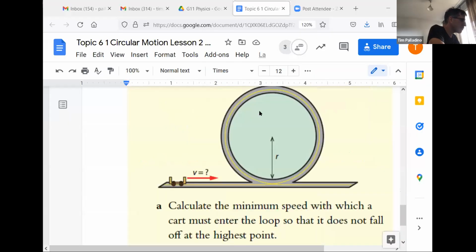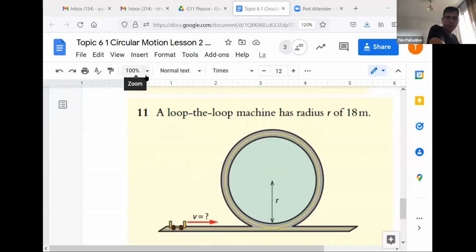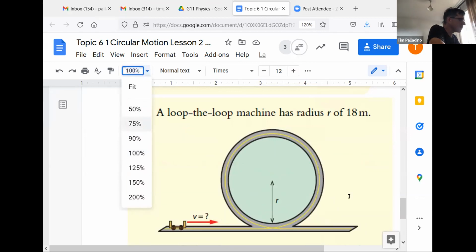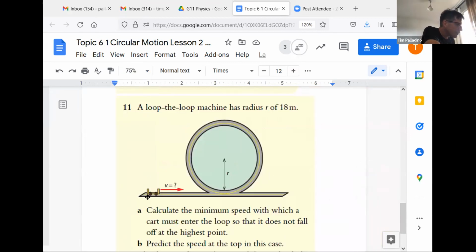Okay, so here's our problem. All right, so this little car is going to have to drive in here, okay? And it's going to go up, and if it's moving fast enough, it will continue to stay on the track. If it's moving too slow, what's going to happen is it's going to come up and basically fall back down on itself. So the thing that we're looking for is what is the minimum speed so that when this car is coming in here, the velocity at the top point is at least 0 meters per second.